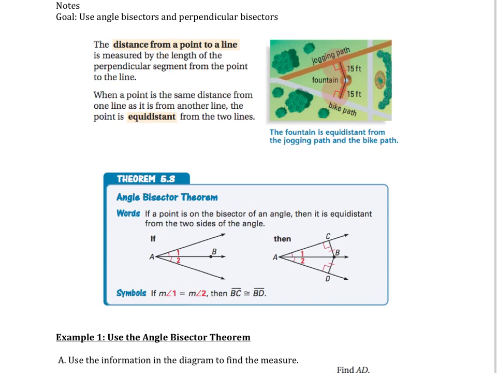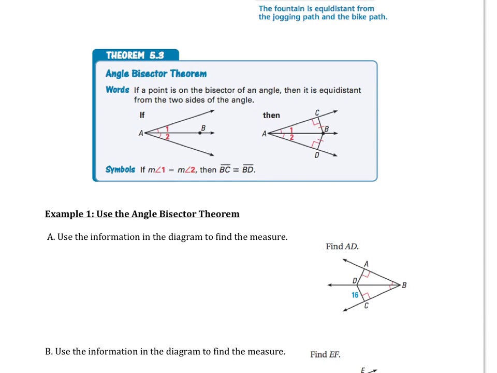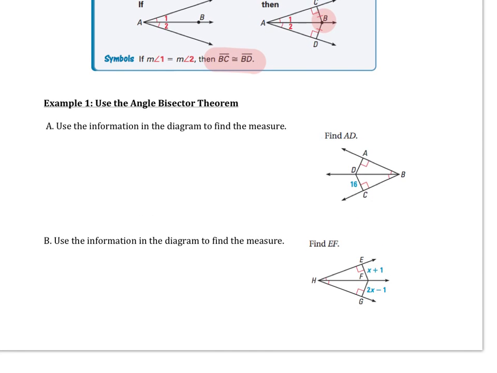When a point is the same distance from one line as it is from another, the word that we use is called equidistant. So, angle bisector theorem: if a point is on the bisector, then it is equidistant from the two sides of the angle. So looking at this, if I have this point B, it will be the same distance from side AC as it will be from side AD. So the segment BC will be congruent to BD.